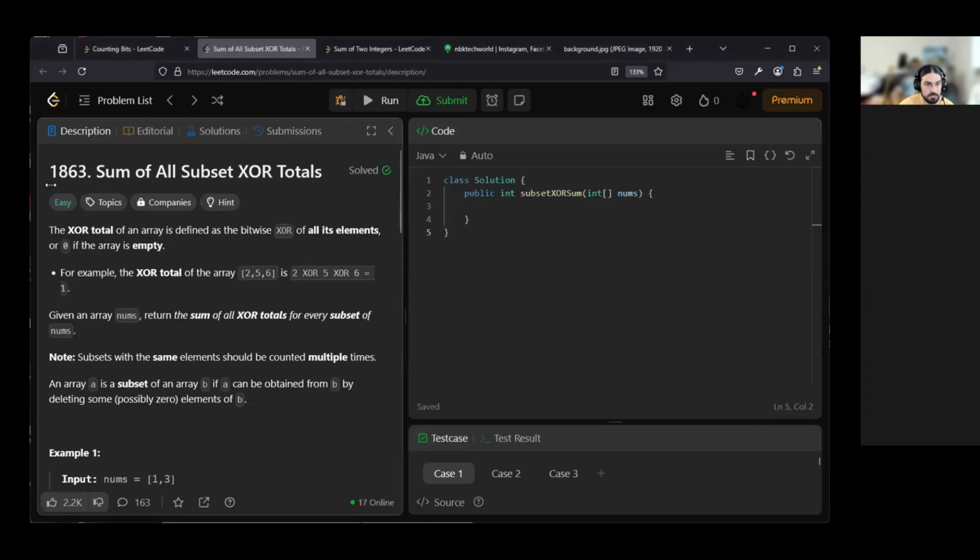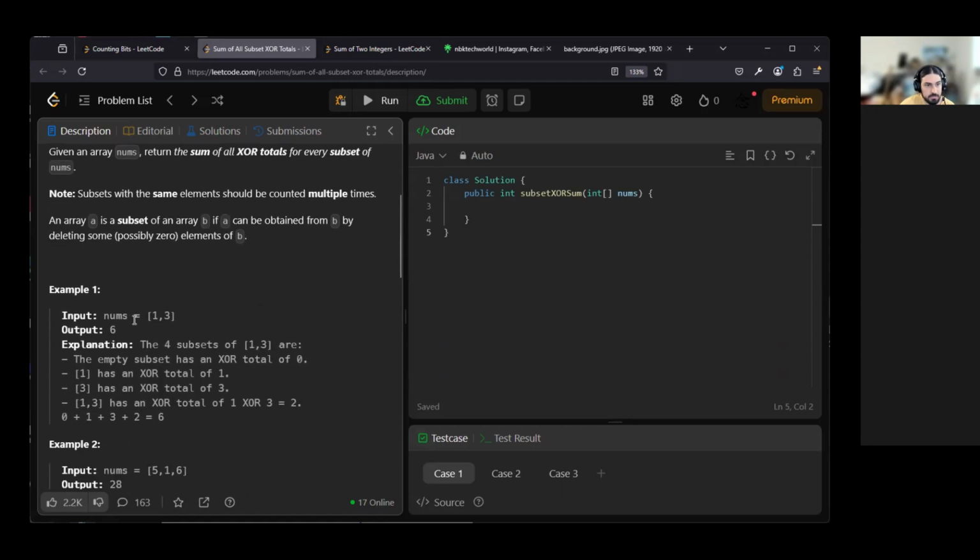I will do LeetCode 1863, sum of all subset XOR totals. This question is asking to compute the XOR total of an array. So basically, let's jump right to the example. For example, you're given an array of 1 and 3.